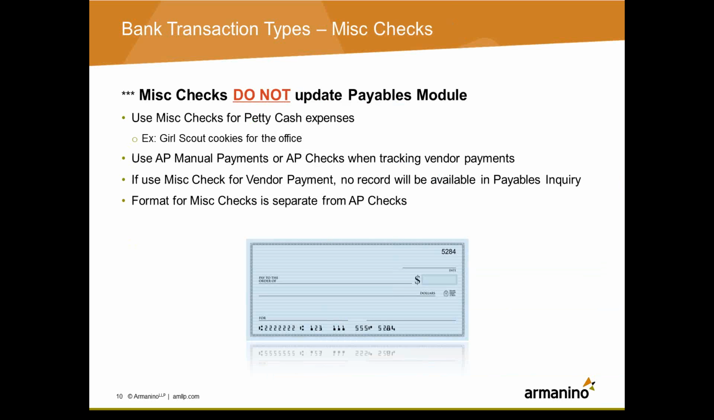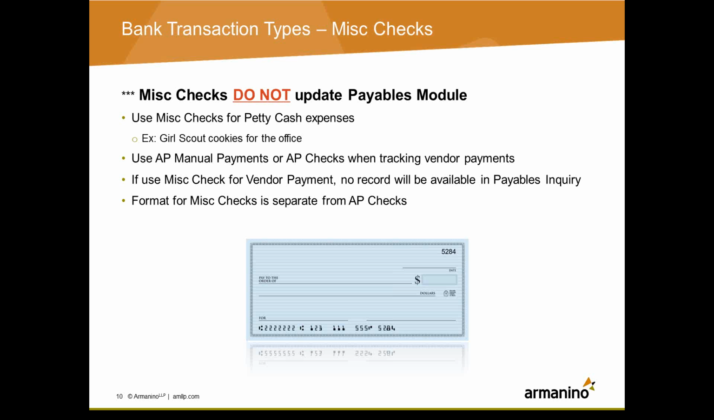Okay. Then the big one that people tend to get a little unsure about is the miscellaneous checks. Miscellaneous checks does not update payables. It does not have any connection to vendors. Think of it basically as just petty cash expenses. This is if you're paying for a party to be catered and your caterer is not regular, so they're not a vendor. You're just writing a one-off check.